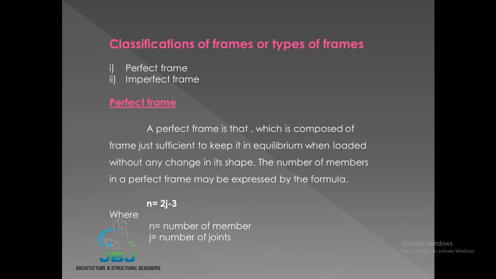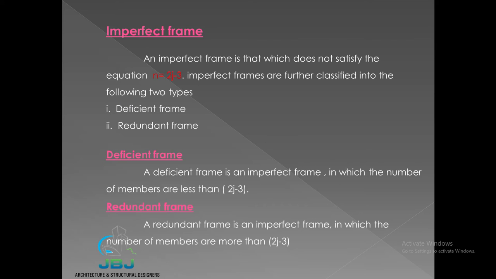What is the difference between the perfect and imperfect frame? An imperfect frame is one that does not satisfy the equation. Can you identify the difference between the perfect and imperfect frame? If that condition, n equal to 2j minus 3, is not satisfied, that is an imperfect frame. Again, we can classify this imperfect frame into two types. One is a deficient frame, another is a redundant frame.